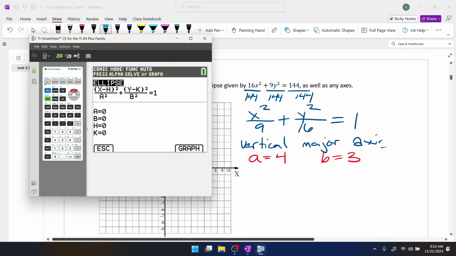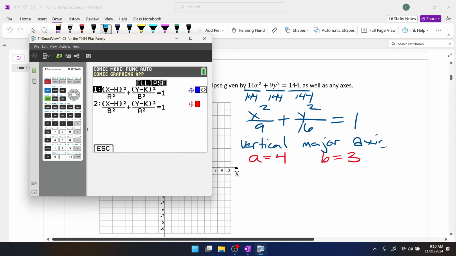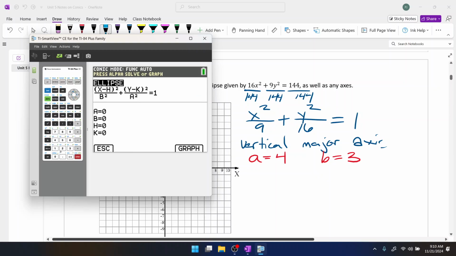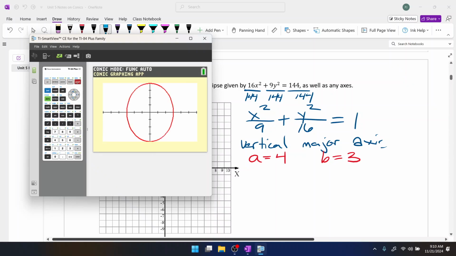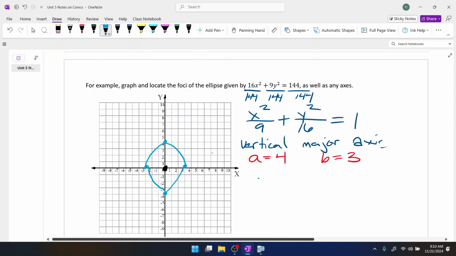Now, if we go here, actually we want to go to this one here where the vertical axis is your major. Your A is 4, your B is 3, and we're centered at the origin. And it's going to look just like this. So, now find the coordinates of the foci.